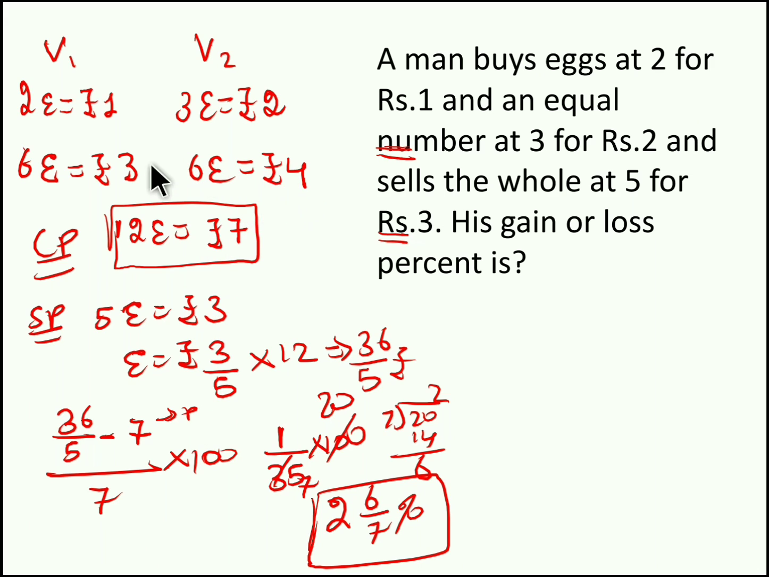The man is purchasing two varieties of eggs. First variety costs 1 rupee for 2x and second variety costs 2 rupees for 3x. So in the question it is given he is purchasing equal number of eggs in two varieties. So here we are taking the LCM of 2 and 3, which gives you 6. So this is completely our assumption, right? So 2 and 3 is 6x. So if 2x costs 1 rupee, 6x will be 3 rupees. So here 6x will be 4 rupees. So totally 6 plus 6, 12x cost 3 plus 4, 7 rupees.